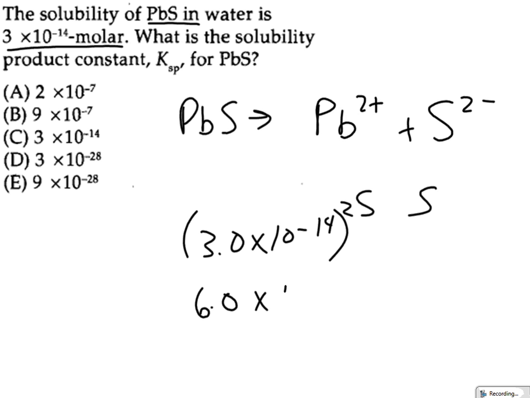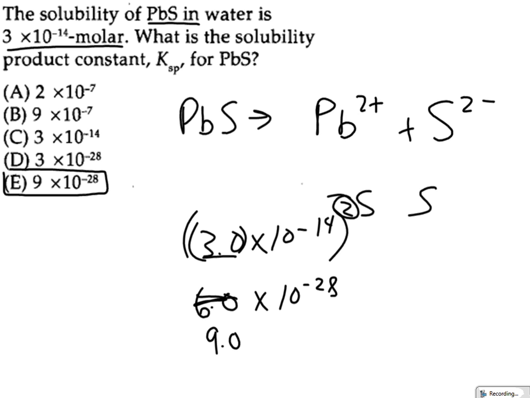So I go over here, 6.0, what did I do wrong? Oh, whoops. 3.0 squared. Nice job, Davis. Maybe I should learn math. 9.0 times 10 to the negative 28. Whoops, Daisy. All right, 3 times 3 is 9. Yeah, whatever. Anyway.